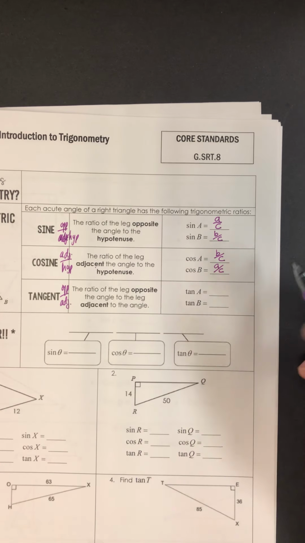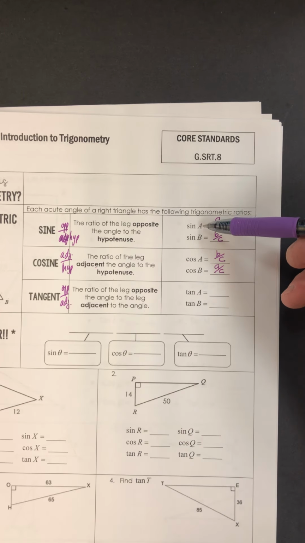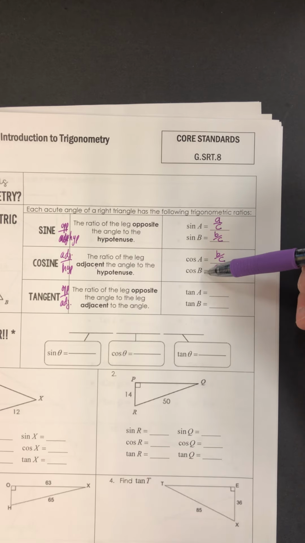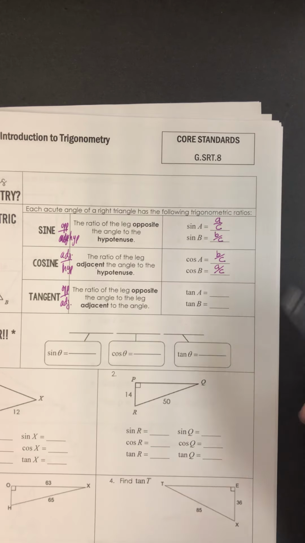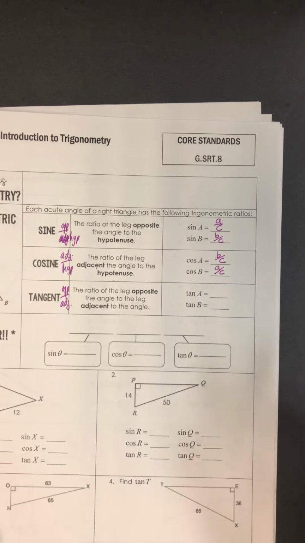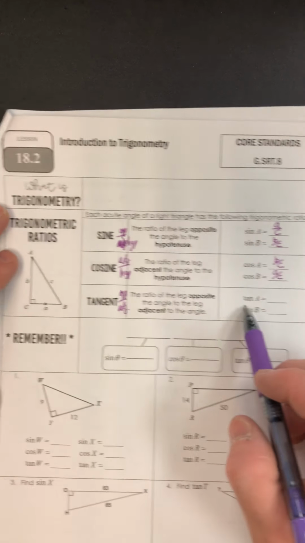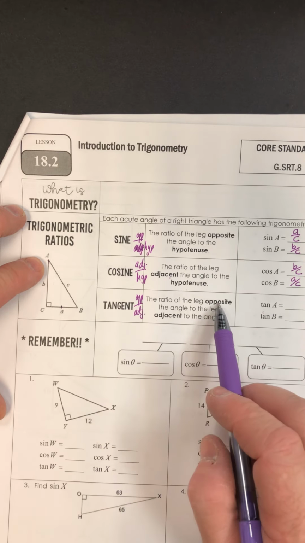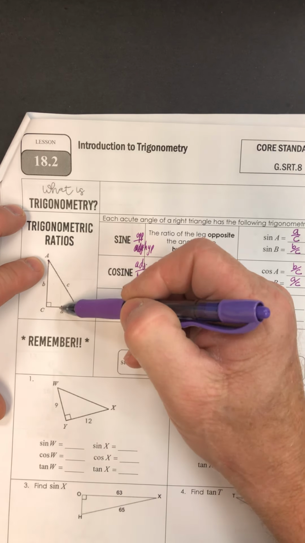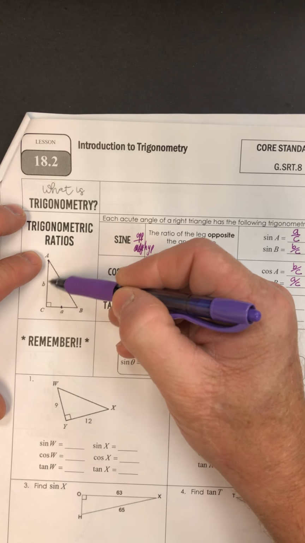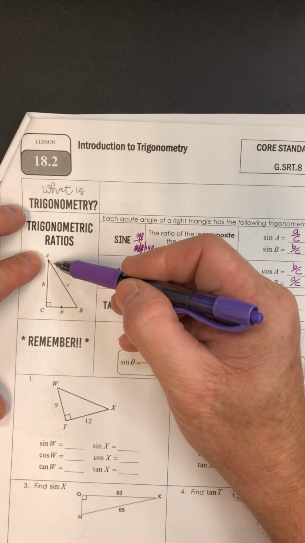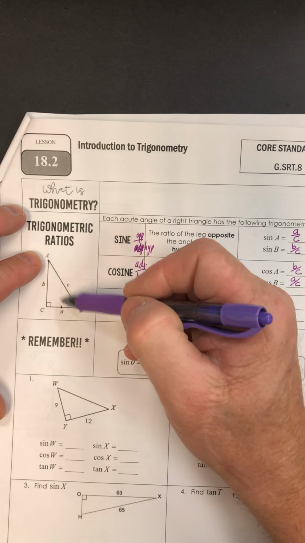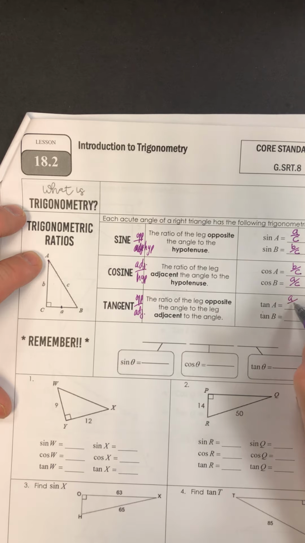If you're picking up on this, you notice that the sine from one angle is the same as the cosine of the other angle. But you have to know what angle you're starting from. So tangent of A. We go to A. Tangent is opposite over adjacent. Opposite would be A, adjacent would be B from this angle. So A over B in this case.